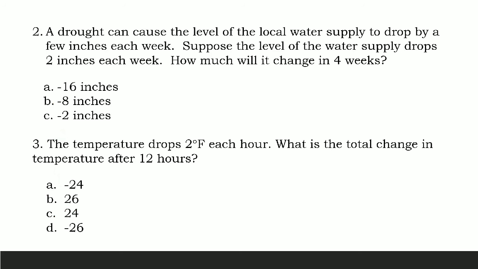Number 2. A drought can cause the level of the local water supply to drop by a few inches each week. Suppose the level of the water supply drops 2 inches each week. How much will it change in 4 weeks? A. Negative 16 inches. B. Negative 8 inches. C. Negative 2 inches.